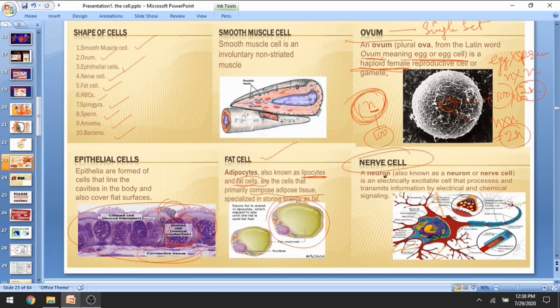A nerve cell, also known as a neuron or nerve cell, is an electrically excitable cell that generates processes responsible for responding to stimuli, and it transports information by electrical and chemical signals.